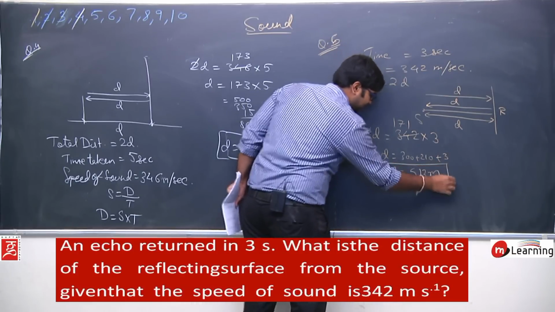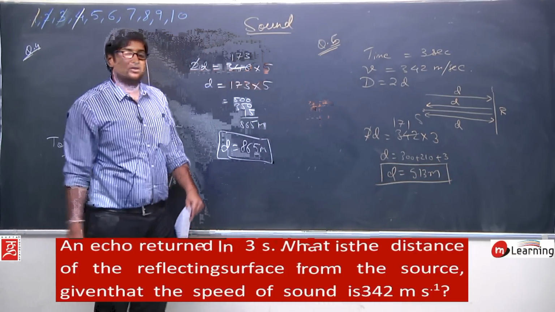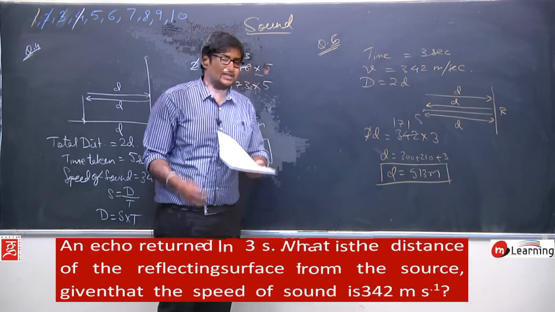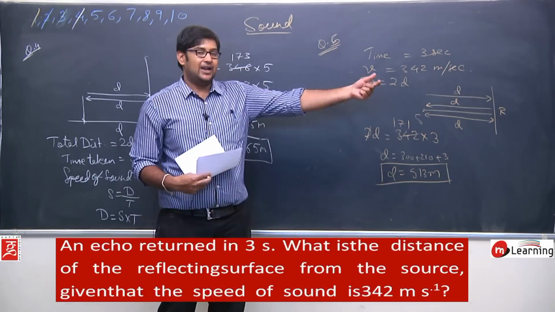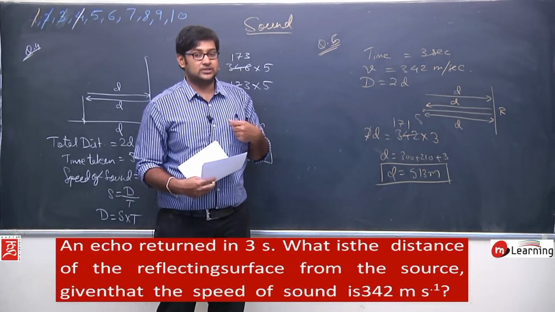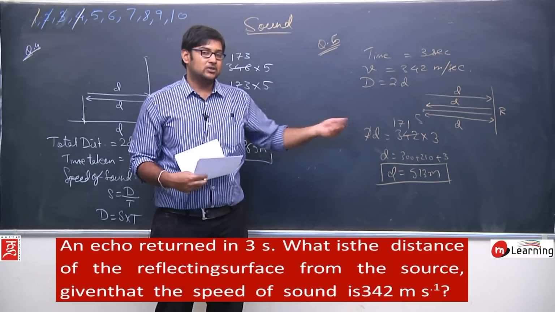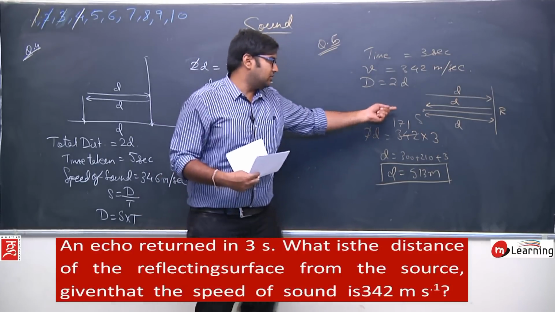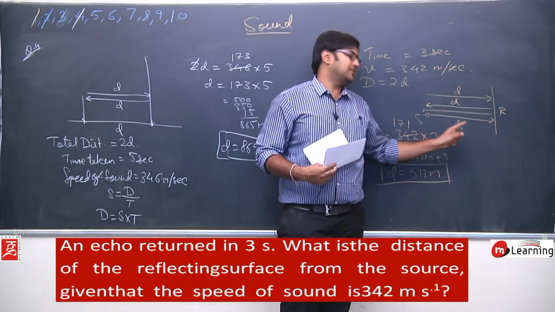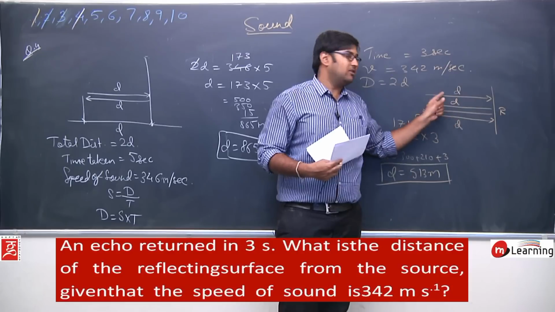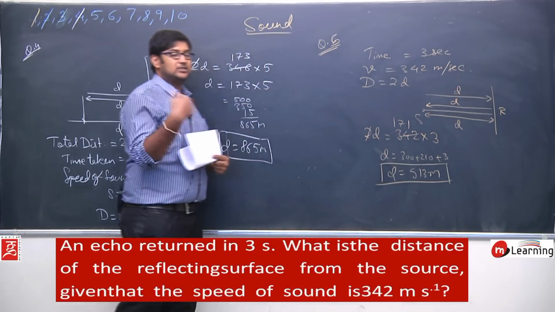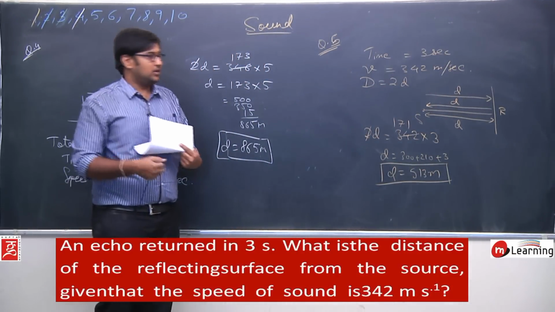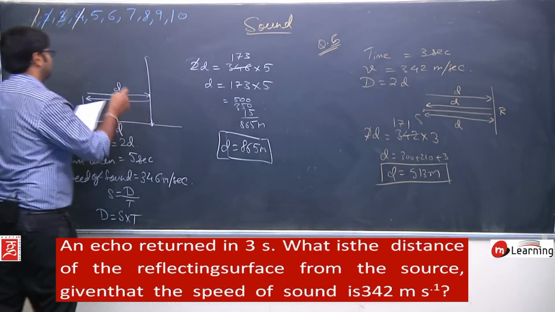So this is the distance travelled by the sound in the case of echo, because echo is simple: from the source it goes to the wall, gets reflected and comes back to the person. In this way echo is happening. So the distance between source and reflecting surface is d, and the sound has travelled 2d distance, it has to travel twice, first going and then in the return. So this is question number 5.